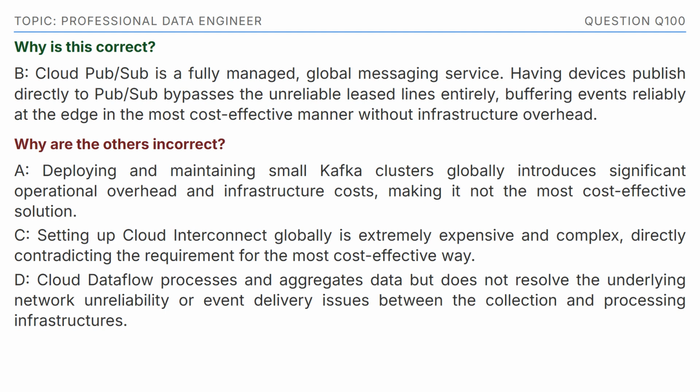Why are the others incorrect? A. Deploying and maintaining small Kafka clusters globally introduces significant operational overhead and infrastructure costs, making it not the most cost-effective solution. C. Setting up Cloud Interconnect globally is extremely expensive and complex, directly contradicting the requirement for the most cost-effective way. D. Cloud Dataflow processes and aggregates data but does not resolve the underlying network unreliability or event delivery issues between the collection and processing infrastructures.